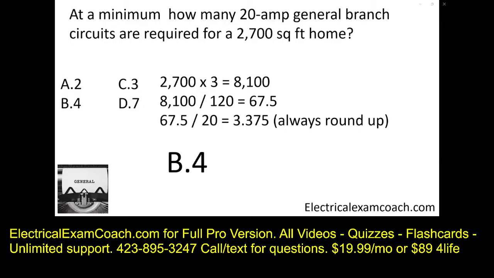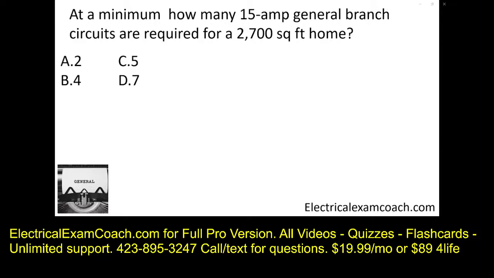Now, these are not to be confused with the 5 required ones. This is if someone wanted to continue to wire their home for their general lighting and receptacles with 12-gauge wire. They'd be allowed to put them on 20-amp circuits at that point, and this is how we would calculate it. Now let's do a 15-amp version. At a minimum, how many 15-amp general branch circuits are required for a 2,700 square foot home?